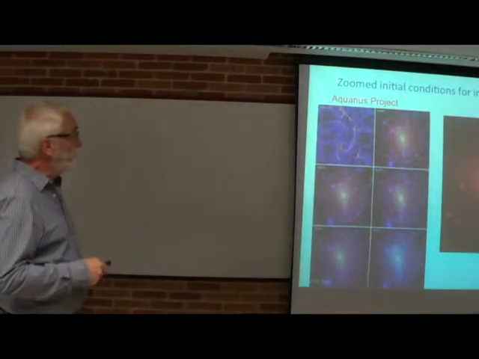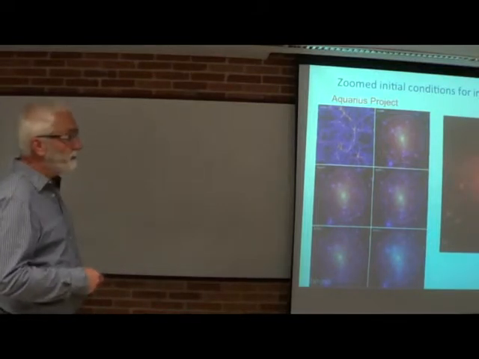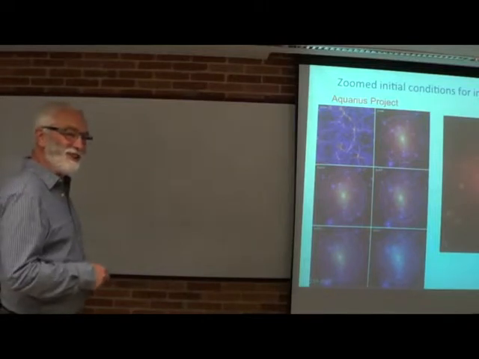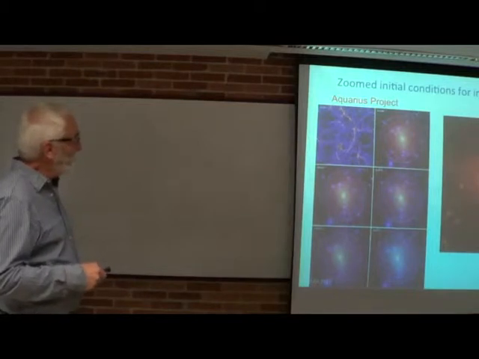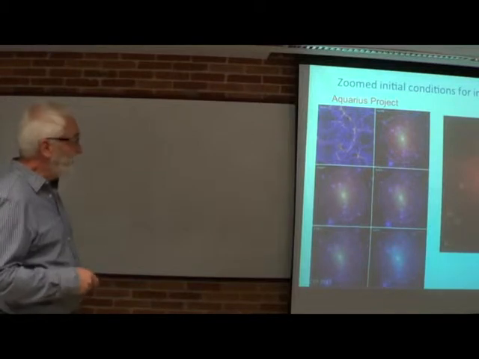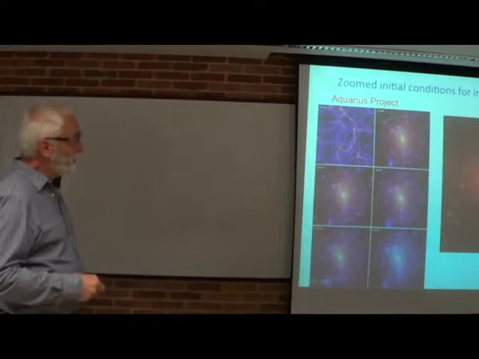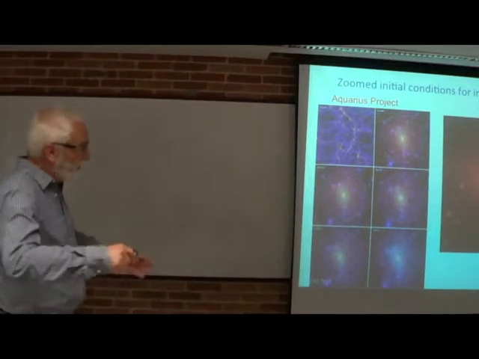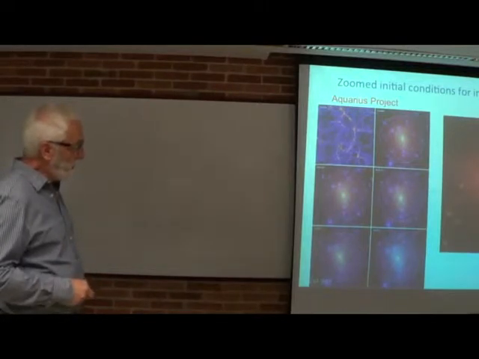Zoomed initial conditions for individual halos. I'm going to talk about this on Friday if I finish my lecture today somehow early enough. But there are other projects, I'm talking about what we are doing, like the Aquarius project, and the idea is always the same. You find in a big simulation an object of interest, in this case these are different galaxies, and you run it, or the Via Lactea, this is in a cosmological box a very high resolution simulation of a halo, dark matter halo only.